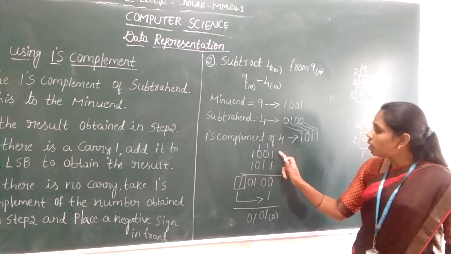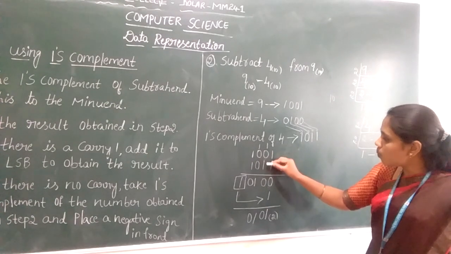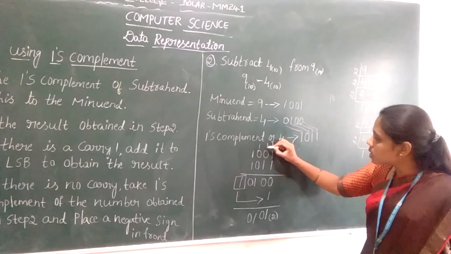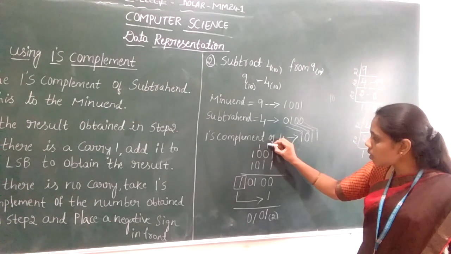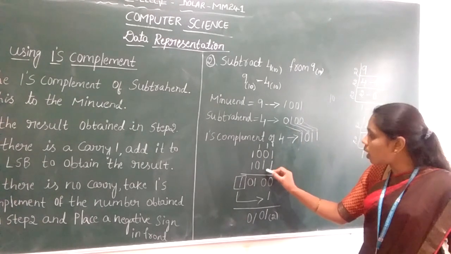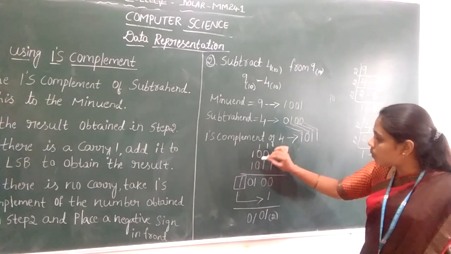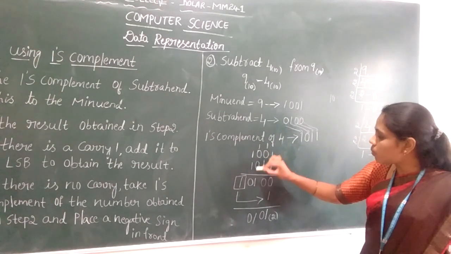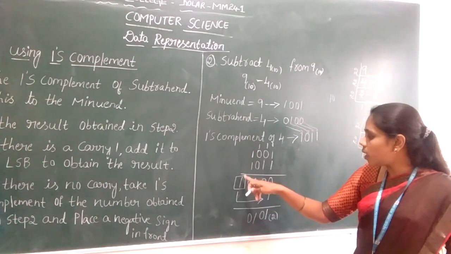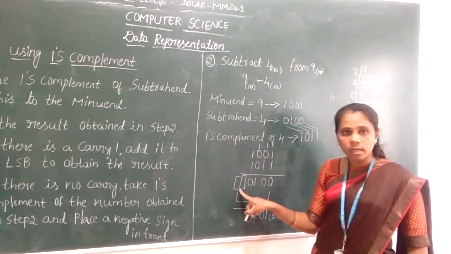Now add these two values. 1 plus 1 is 0 and 1 is carried to the next higher position. 1 plus 0 is 1. 1 plus 0, 1 plus 1 is 0 and 1 is carried to the next higher position. 1 plus 0 is 1 and 1 plus 0 is 1. Here 1 plus 1 is 2. 2 can be represented as 10. So 1 plus 1 is 0 and 1 is carried to the next higher position, so I will write it as 1.